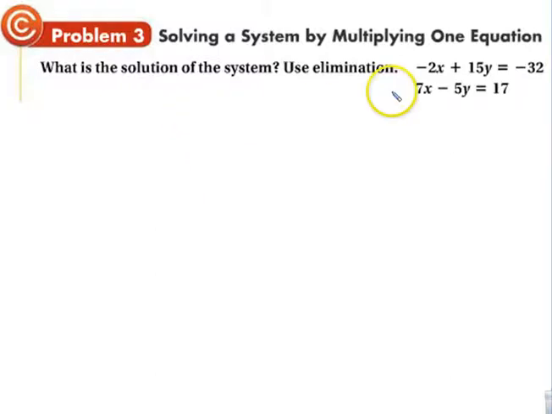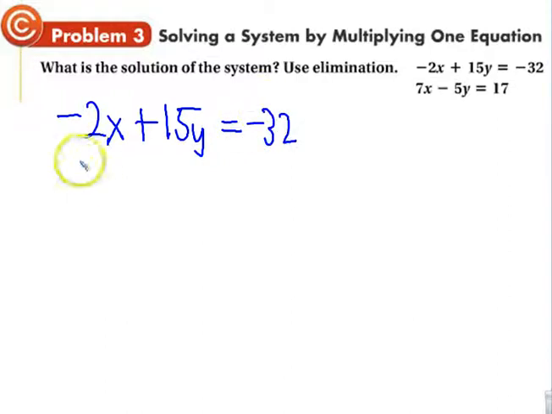Okay, now notice neither of the variables are the same here. We've got negative 2x and 7x, we've got positive 15y and negative 5y. But what we can do is multiply one of the equations by a number that will make the other variable the same. So follow along with me here. I'm just going to rewrite these out real quick. Actually, nothing happens very fast with this tablet. Christmas idea? Just kidding. Don't buy me one.